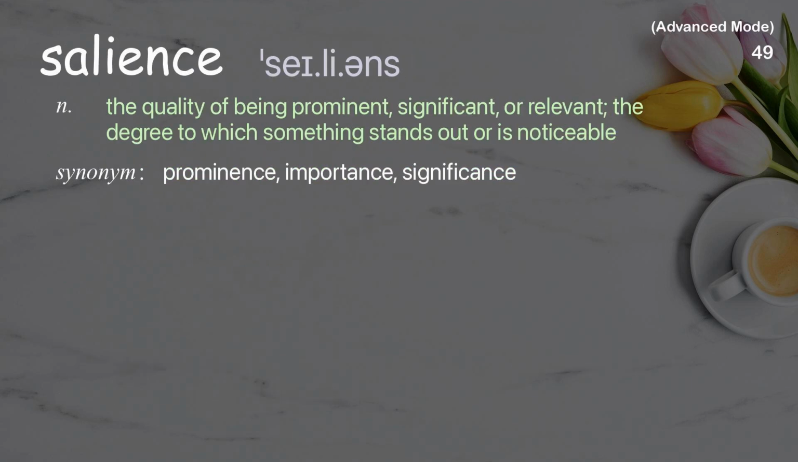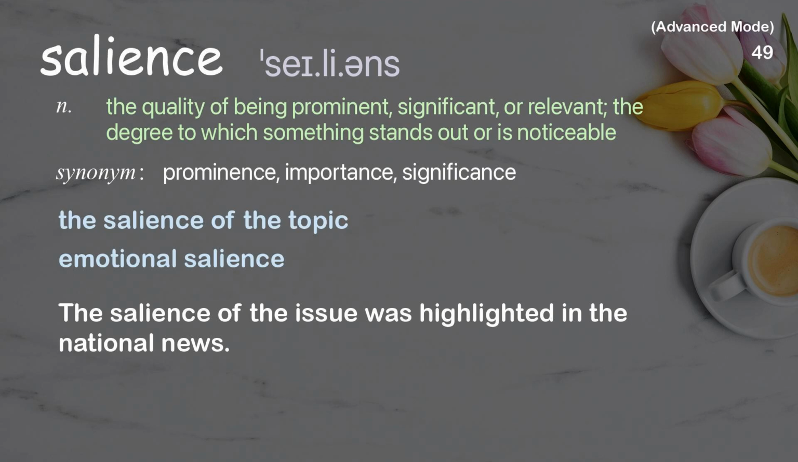Salience. The quality of being prominent, significant, or relevant, the degree to which something stands out or is noticeable. Examples: the salience of the topic. Emotional salience. The salience of the issue was highlighted in the national news.